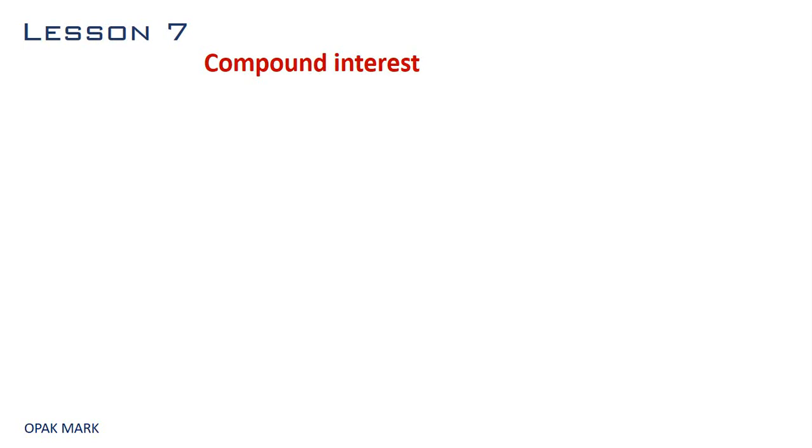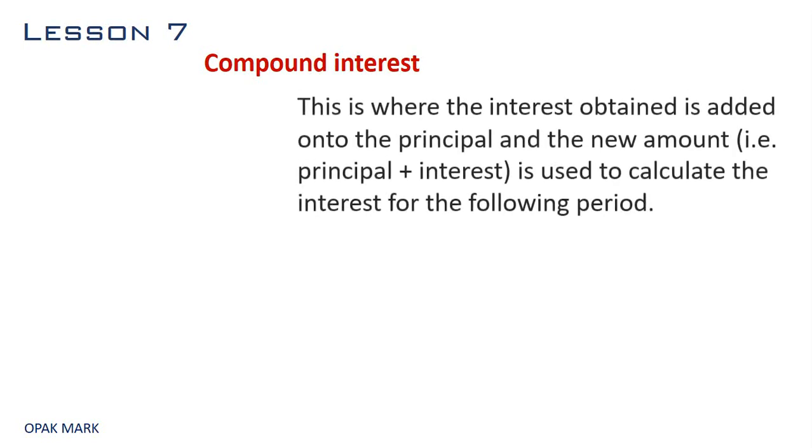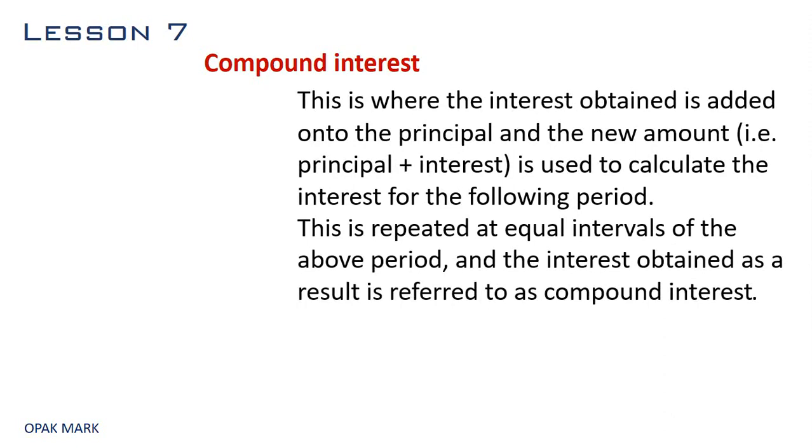Now, this is repeated at equal intervals of the above period. If it is 1 year, then it's going to be 1 year, 1 year, 1 year, like that. Or if it is months, then 1 month, then you calculate for the new principal, then you calculate for 1 month for the new principal, like that. So it is subsequent, as we are going to be seeing in the examples. Now let us look at these examples.